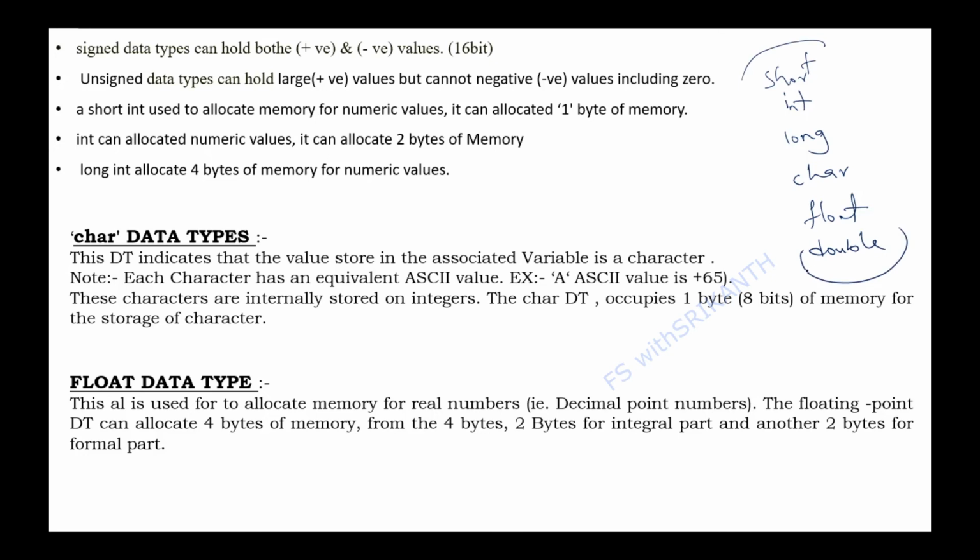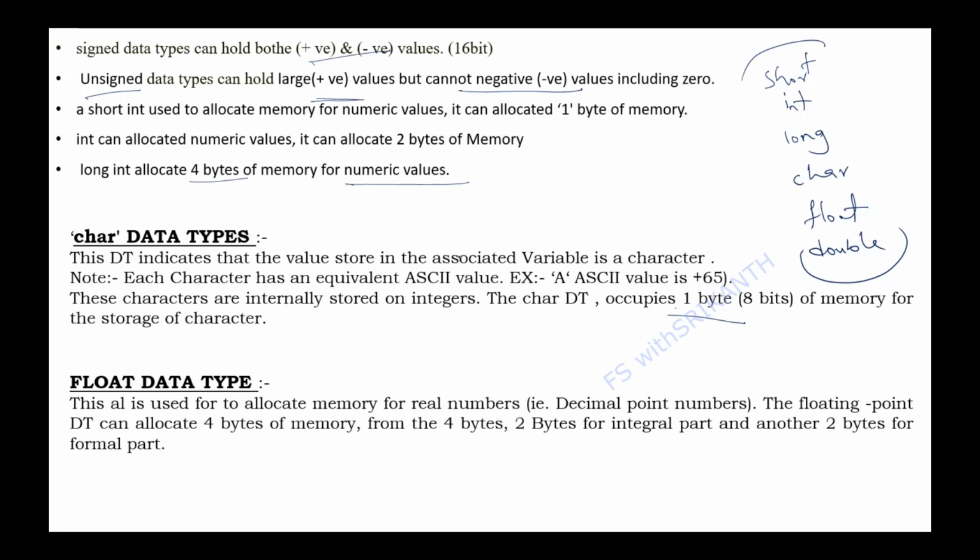String is also a data type, but that is a user defined data type, we consider it in C as user defined, right? And all are converted to signed and unsigned data types. Signed means it holds positive and negative values, but unsigned only allows positive values, including 0, but cannot hold negative values. And long int allocates 4 bytes of memory for numerical values. The character data type is only 1 byte for 1 character. Each character has an equivalent ASCII value.